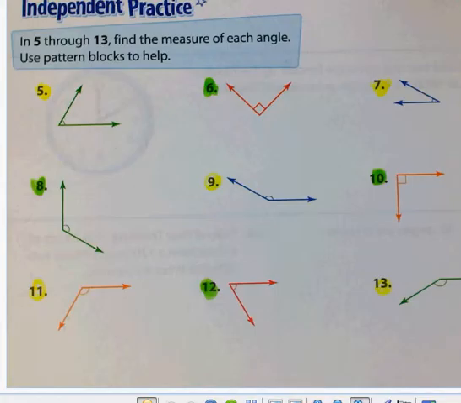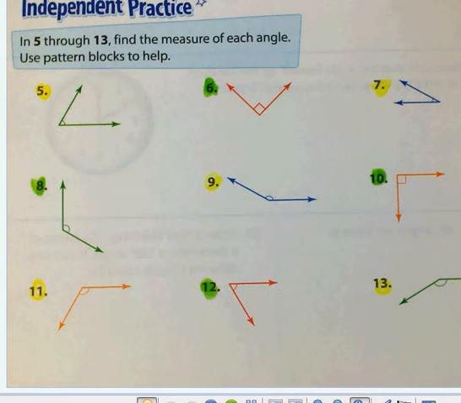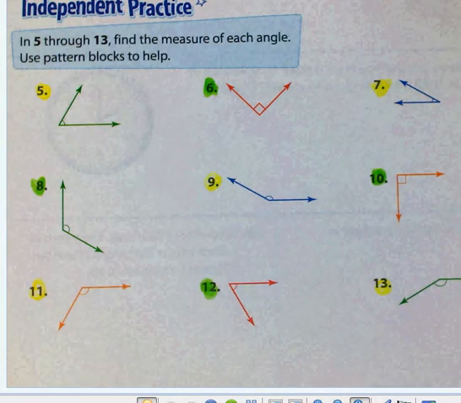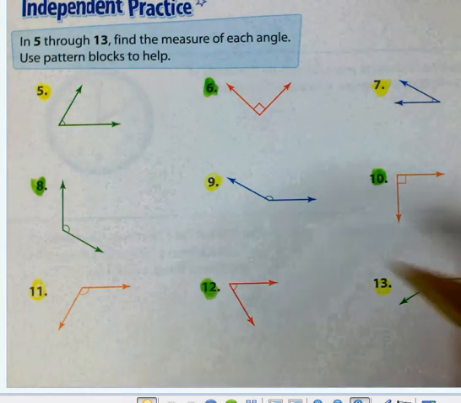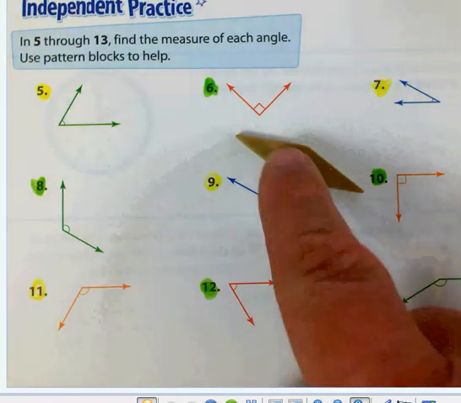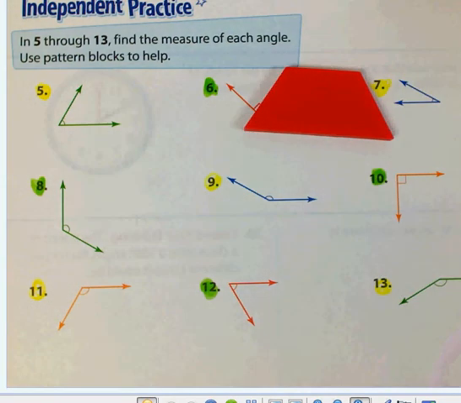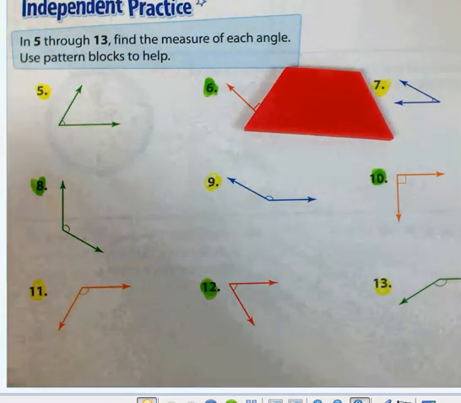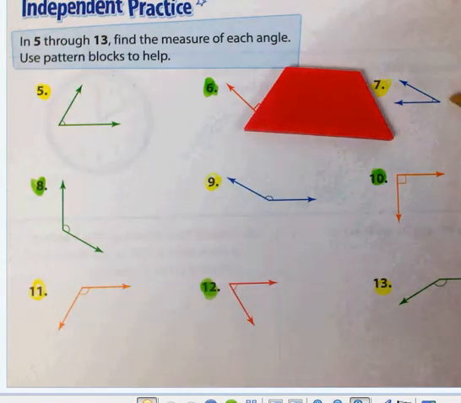Okay, on the next problem, we'll go ahead and actually look at the page. It says, in 5 through 13, find the measure of each angle using pattern blocks. And I have some pattern blocks right there we'll look at. In the video we watched earlier, we figured out that our little brown rhombus there is 30 degrees. And we also have our trapezoid here, where the smaller angle ended up being 60 degrees because there's 2 of our small rhombuses.